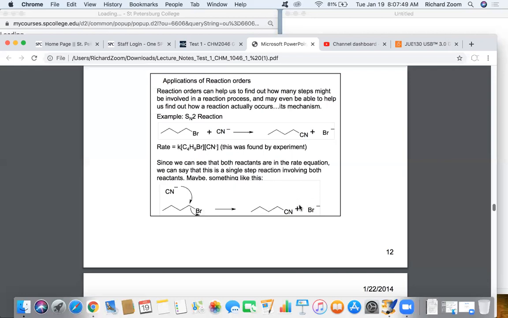Now, you won't have to do any of this kind of stuff on the test, so don't worry about that. I'm just telling you what this data tells us about what's going on in the reaction.